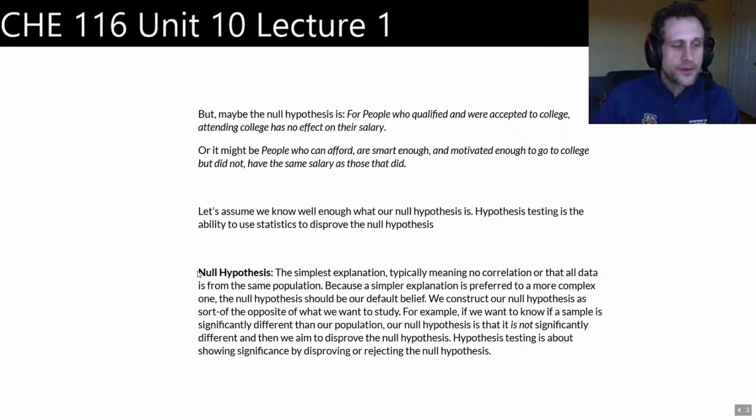Okay. So I have a definition down here, and basically the idea is that the null hypothesis is the simplest possible explanation. So in our college example, the simplest explanation is there is no relationship between going to college and your starting salary. Another common null hypothesis is, let's say you have a drug and you're trying to see if it cures a disease. The null hypothesis would be the drug has no effect on the disease. If you're trying to see if there's a relationship between, I don't know, your grade in 116 and how many hours you studied, the null hypothesis would be there's no relationship, there's no correlation.